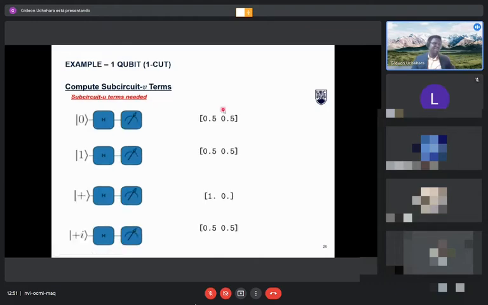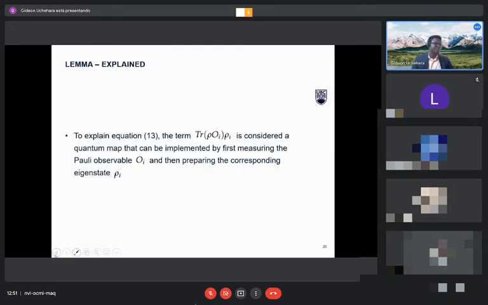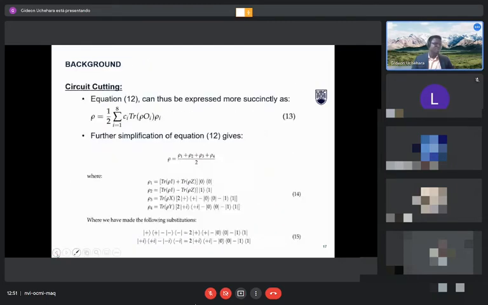But why did I choose here to measure only 0, 1, plus, and plus I? It is because of the substitution that we made here. Here you can see that we don't need the minus I state and the minus state. So because of this substitution, there's no need to use the minus state. You can find it in this equation here. So that's why we didn't have to measure that.